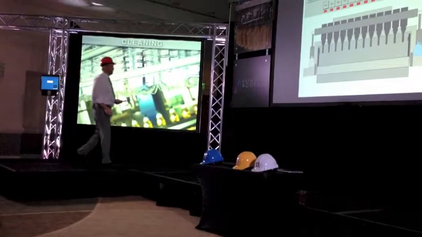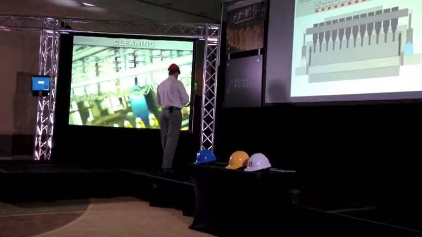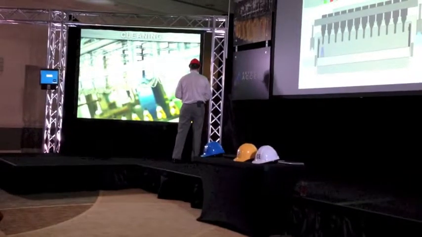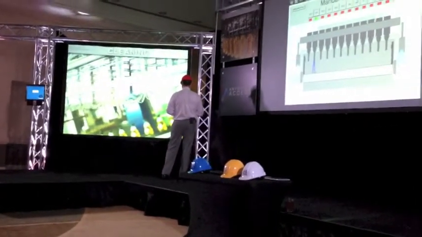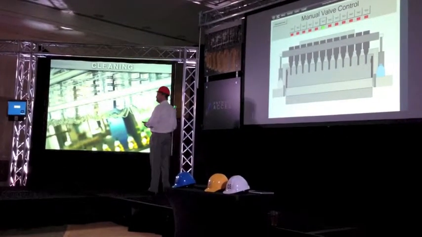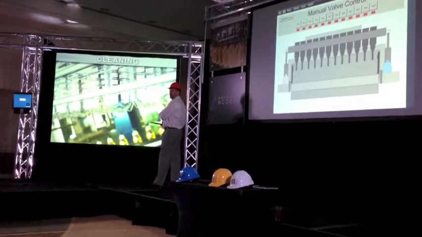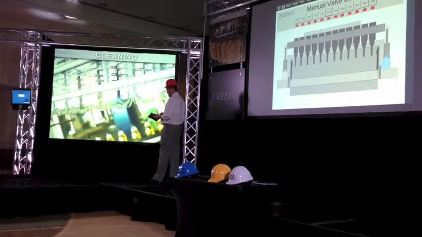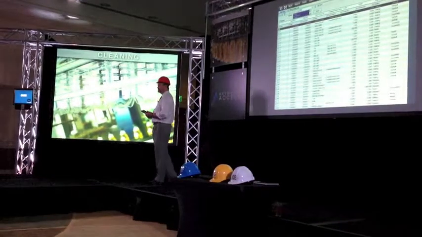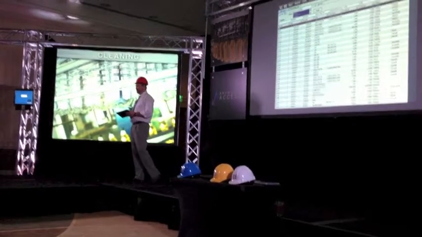I walk over to the area I need to do manual control from. I visually inspect 1. I visually inspect 2. I get to 6 and it doesn't work. There's the problem. There's a valve that's bad. I switch over to the maintenance screen. I order that new valve replacement.